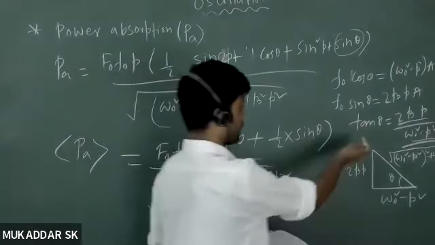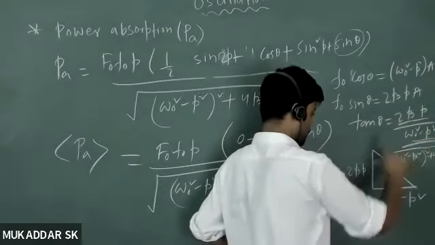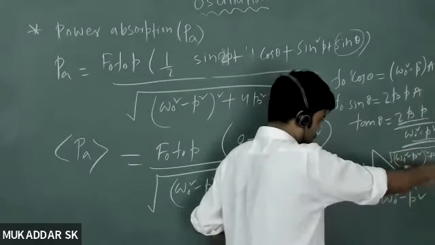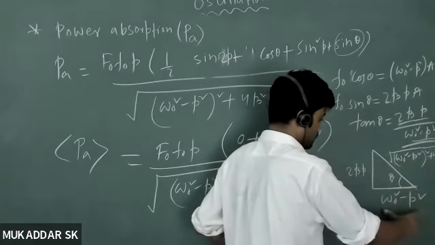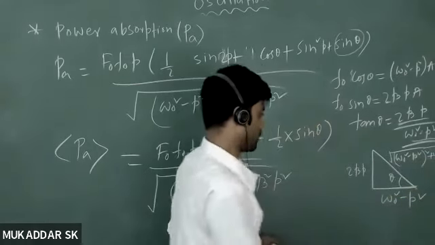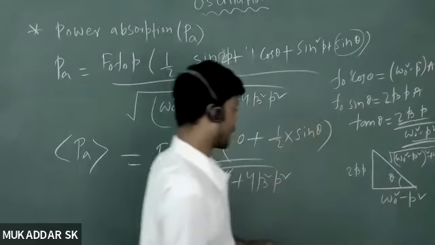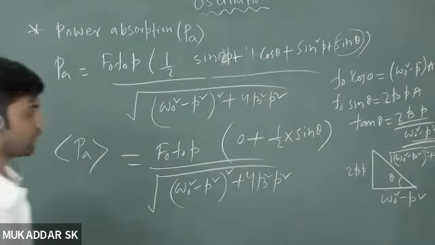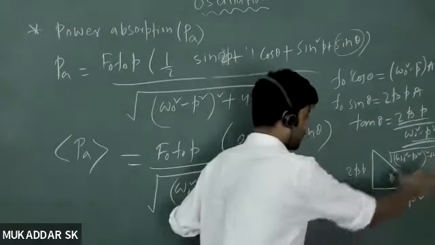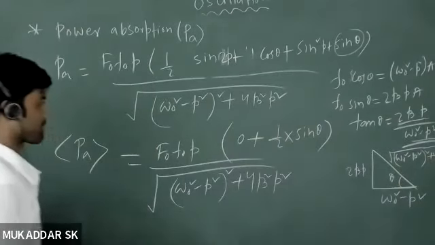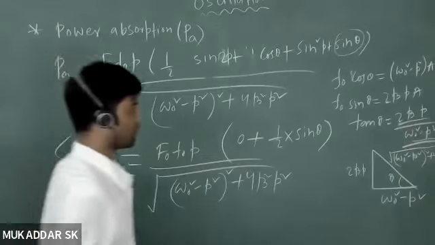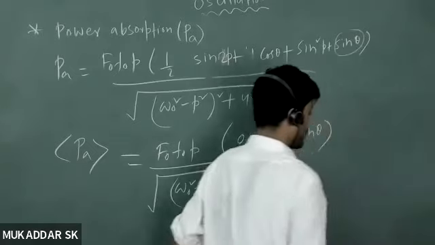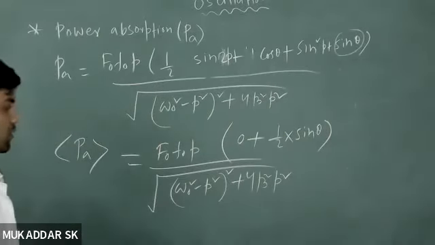And this is the theta. So tan theta means perpendicular divided by base. So I can calculate the hypotenuse: square of this plus square of this, then you have to take the square root. So this is theta, and now I can calculate sine theta. Sine theta will be 2 beta p divided by square root of omega naught square minus p square whole square plus 4 beta square p square.